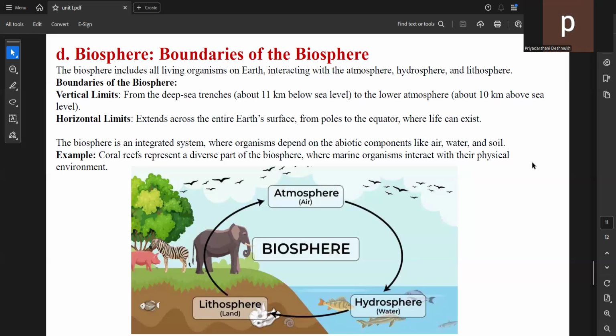Now, the biosphere is an integrated system where organisms depend on abiotic components like air, water, and soil. For example, coral reefs represent a diverse part of the biosphere where marine organisms interact with their physical environment.